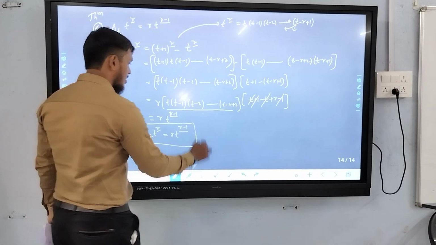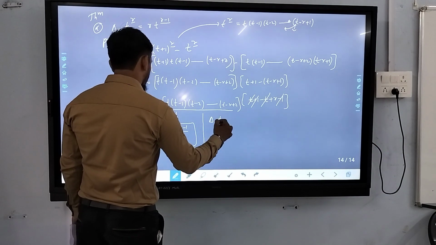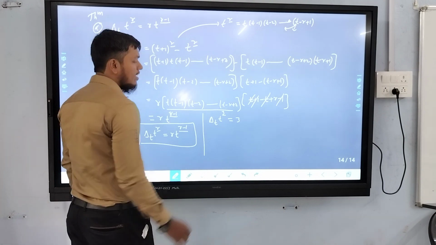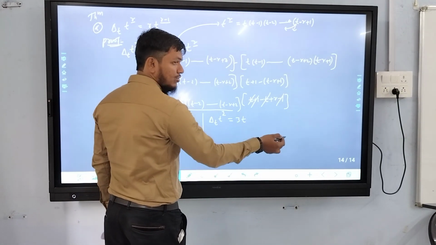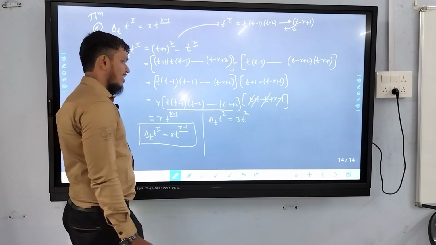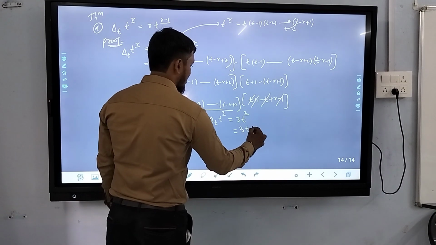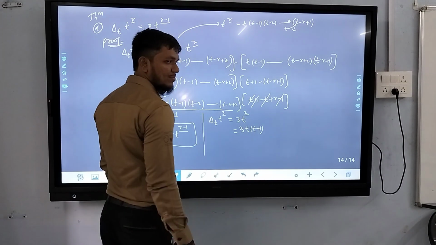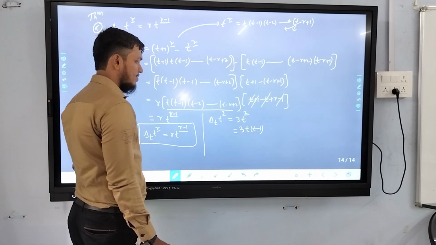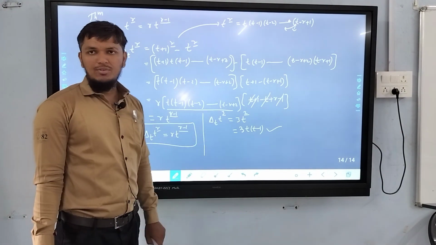Just for example, if you want to find delta t to the 3 falling, firstly write here 3, then t to the 3 minus 1 falling, which is 2. And if you want to simplify it, you can write this as 3t, then t minus 1. This is our answer for delta t to the r falling.